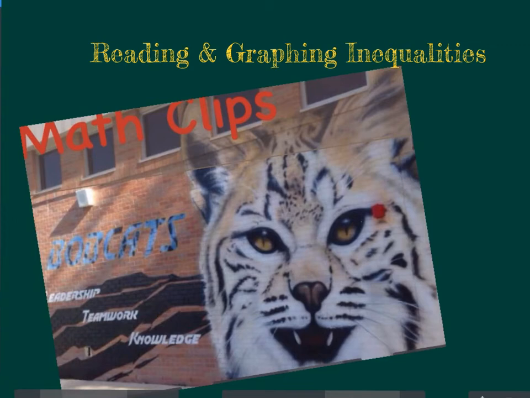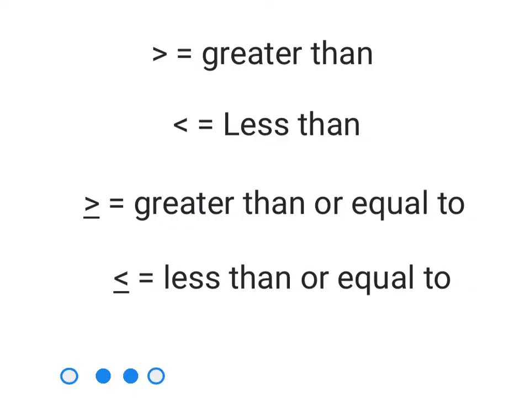This tutorial is about reading and graphing inequalities. In order to graph an inequality, we have to know what each of the signs mean. So the first sign we have is the greater than sign. And you notice from reading left to right that the larger part of the sign is what you see first. The less than sign is a sign that has a smaller side first, reading from left to right.